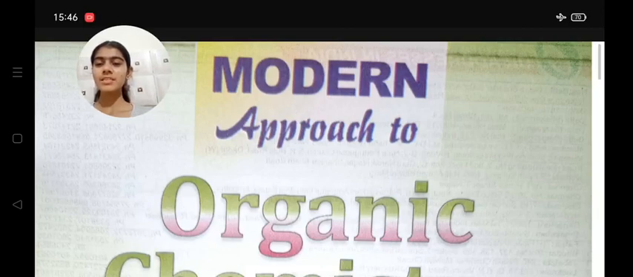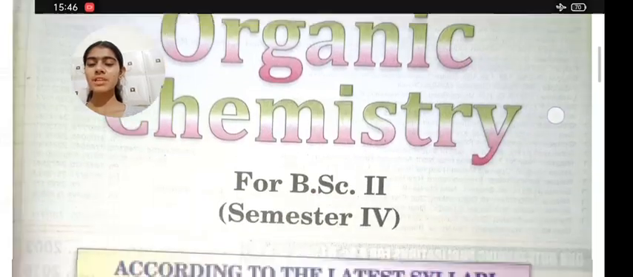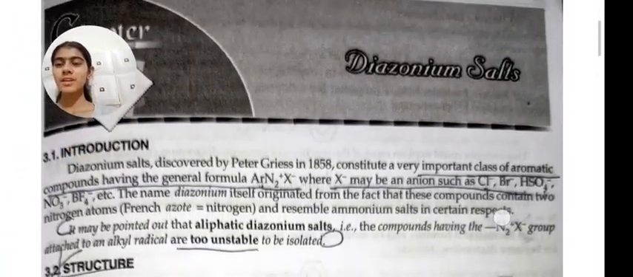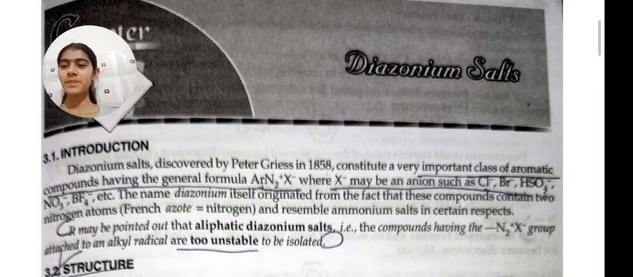Today we will discuss the chapter of Organic Chemistry. The name of the chapter is Diazonium salts. So let's start the chapter.